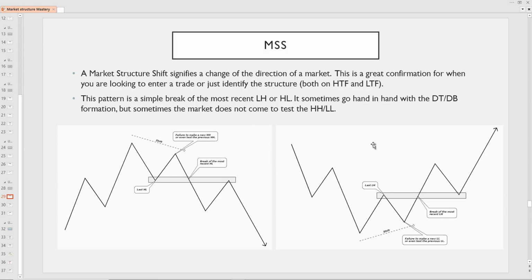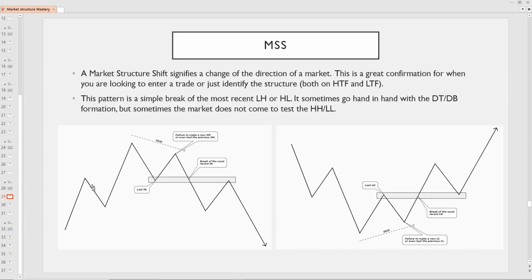It sometimes goes hand in hand with the double top and double bottom formation. But sometimes the market does not come to test the higher high and lower low. Okay, so that is super important. Sometimes it might go with a double bottom or a double top. So for example, let's just have a look at the examples, right?